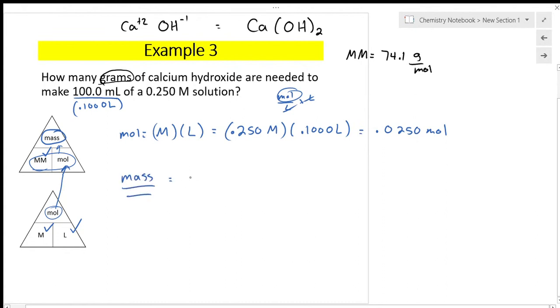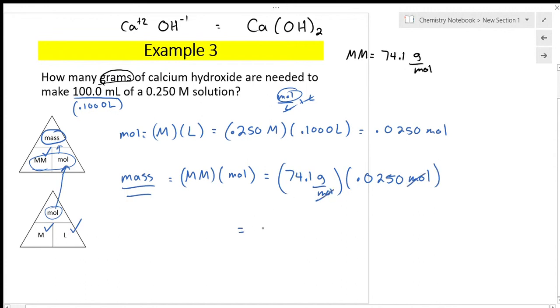Now to get mass, calculate the mass, which is ultimately what we are solving for. The mass is going to equal the molar mass of calcium hydroxide multiplied by the number of moles. So that is going to be 74.1 grams per mole, and we're going to multiply that by the number of moles, which is 0.0250 moles. The moles will cancel out and we're left with the mass. And the mass for this is going to be 1.85 grams of calcium hydroxide. And this is my final answer.